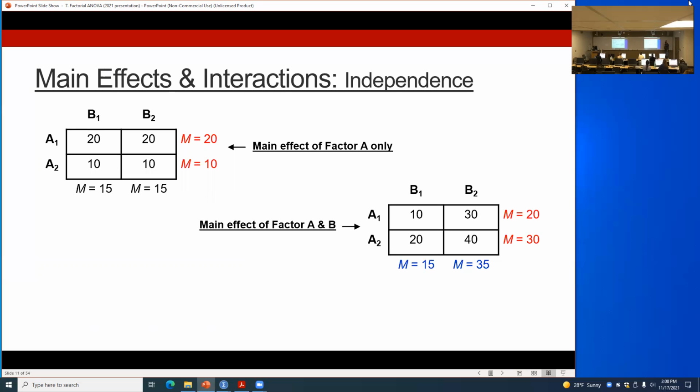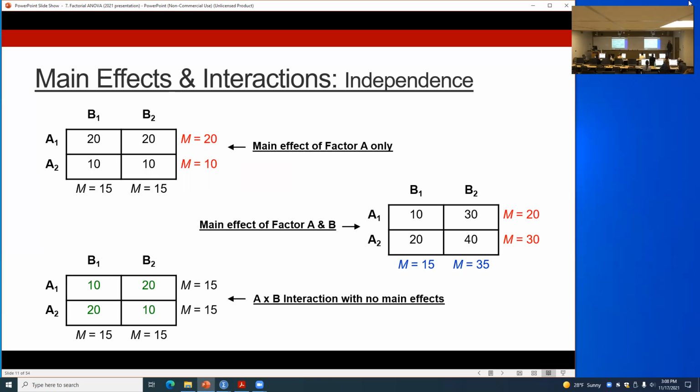We see an increase. Do we see any interaction here, Elizabeth? We just separate these down. If we're just looking at A1, if we go from B1 to B2, how much of an increase do we get? And if we go down here across A1 and A2, 10, 10. So we've got a main effect but no interaction here, right?